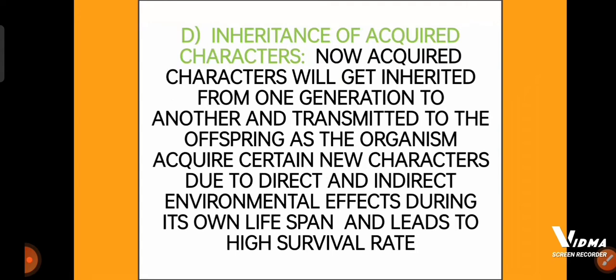Let's discuss the next one, inheritance of acquired characters. Now due to the use and disuse and finally the degeneration of disused organs, it leads to inheritance of acquired characters, which I already discussed. Acquired characters arise due to variation in environmental factors and the function of the organism's body parts and structural components as well, right? So these acquired characters will get inherited.